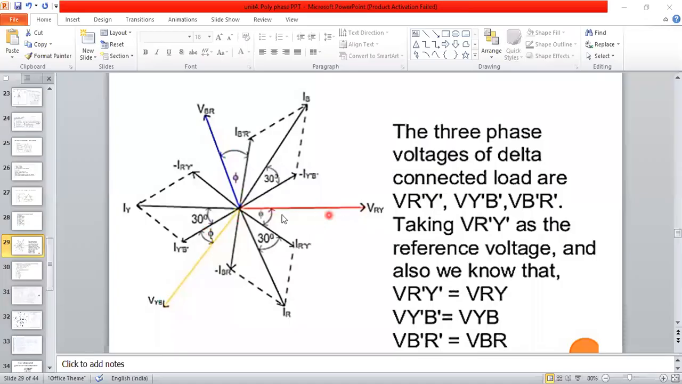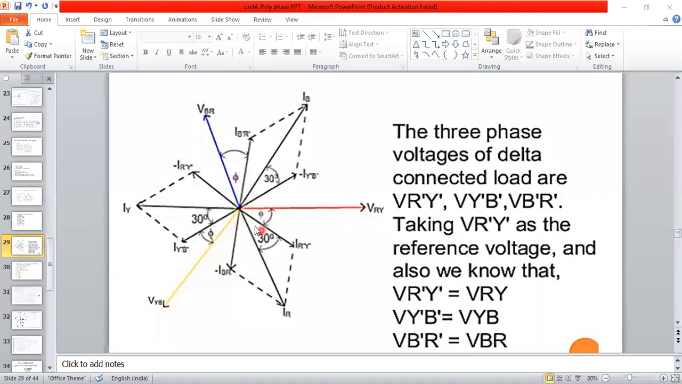All phase voltages you consider. This is one phase, this is another phase. Red to yellow, what is the angle? 120. Y to B, what is the angle? 120. B to R, what is the angle? 120. So the phase currents are lagging the voltage by an angle of phi here. So one phase current to another phase current is also 120 degrees.